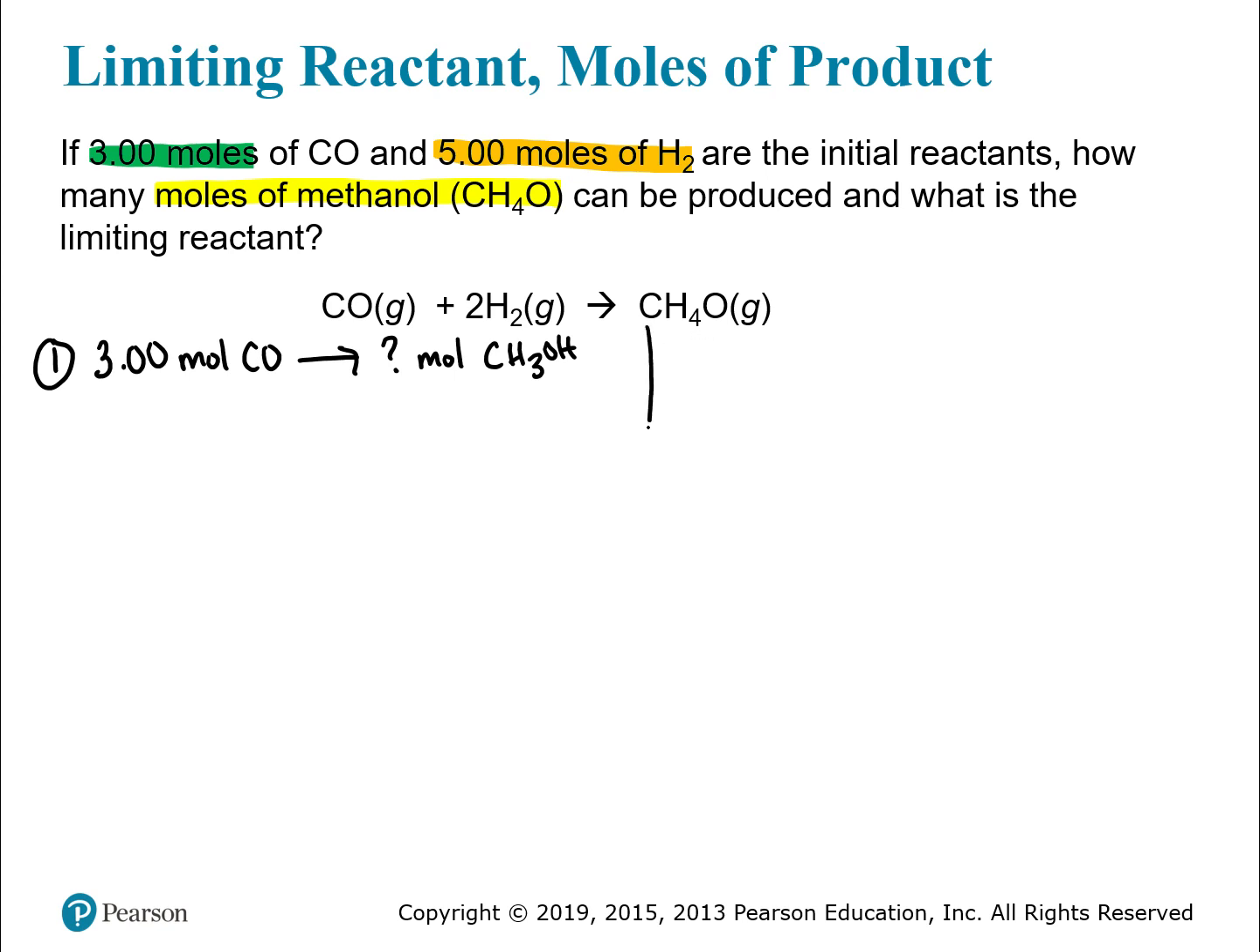So that's one question that we have to ask. The other question is, if I started with 5 moles of hydrogen, how many moles of methanol would I make? Well, now that we break it down like this, these are the problems we started doing at the beginning of class, where I know how many moles I have. I use a mole-mole factor to get from point A to point B, and then I know how much. So let's do that.